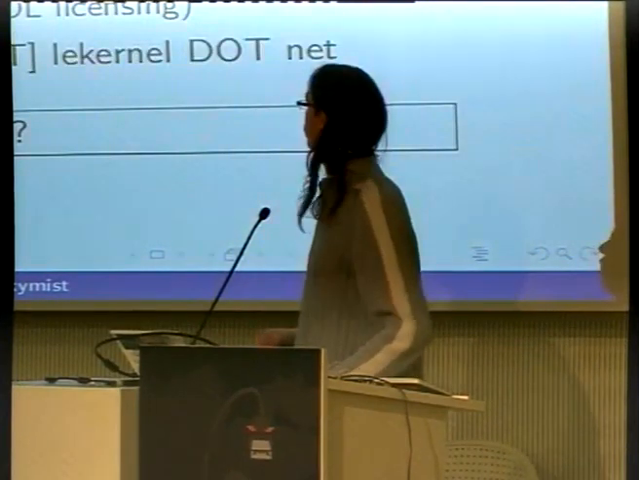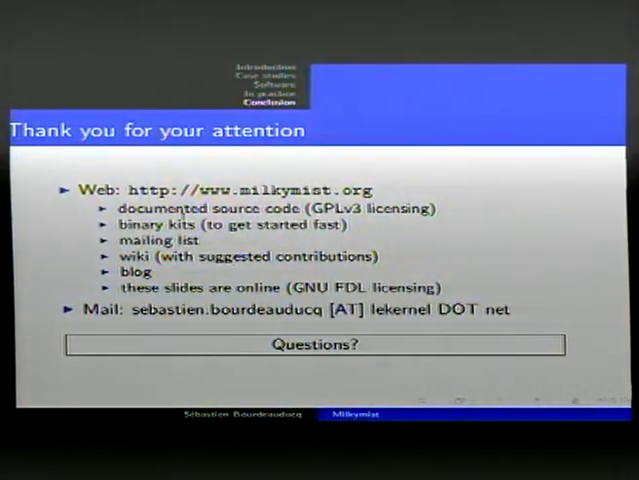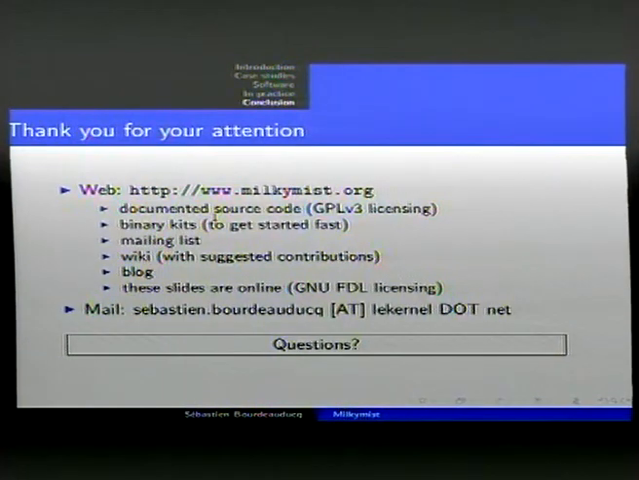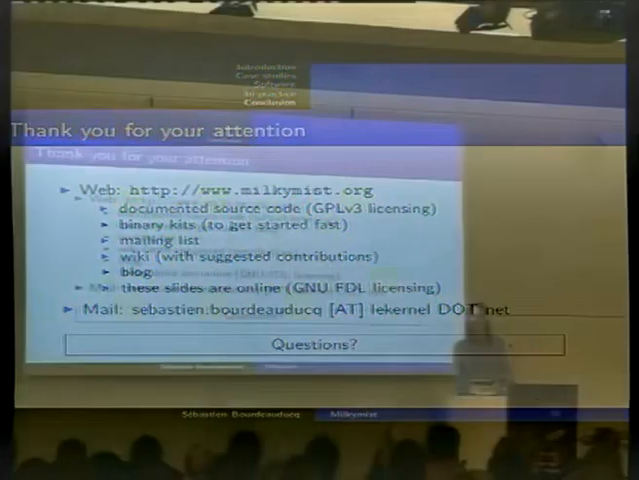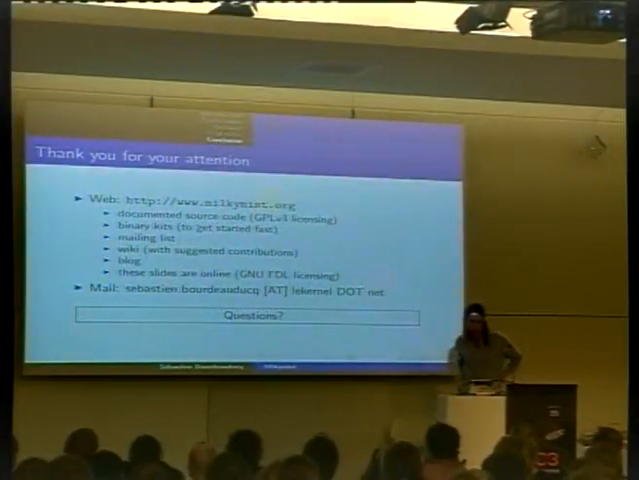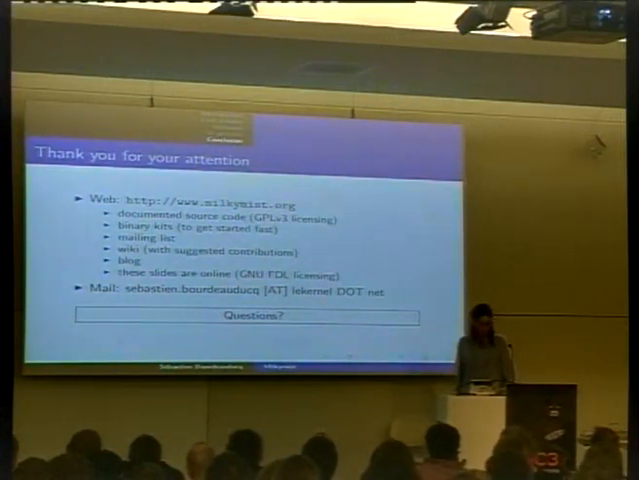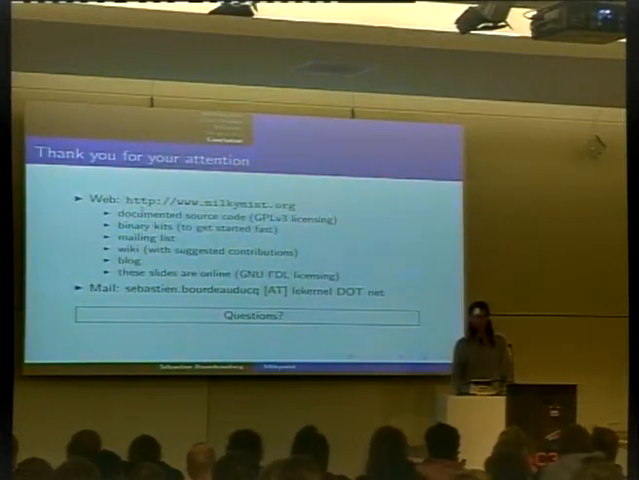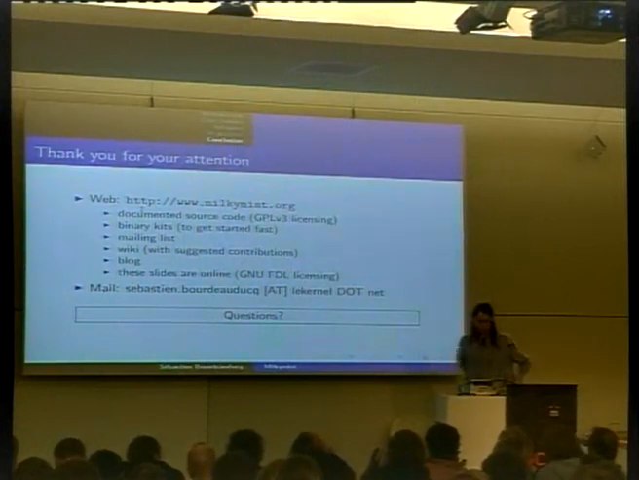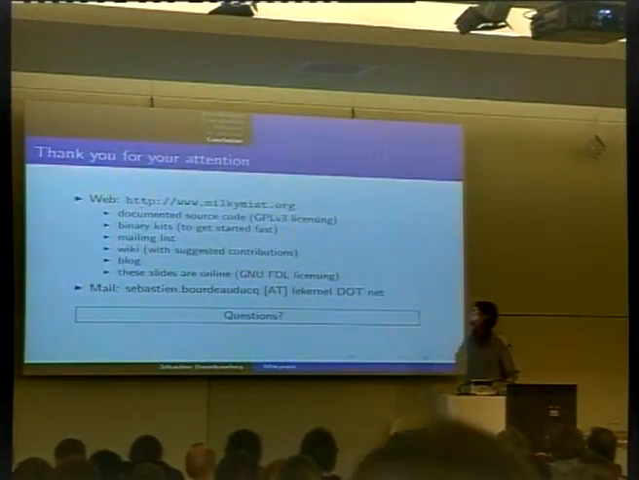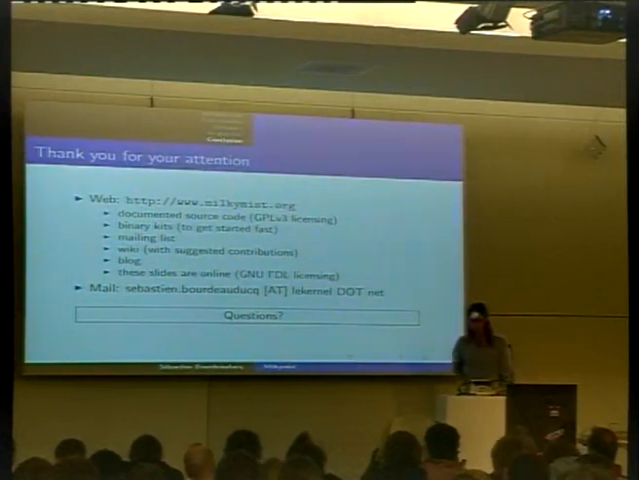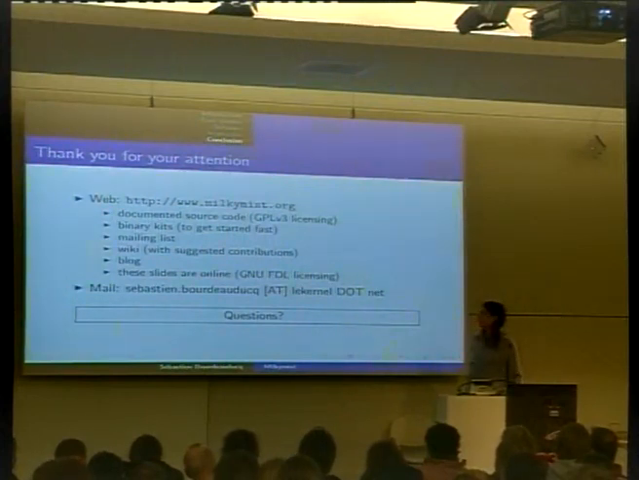So thanks for your attention. If you want some more information, you can check out the website. You can get the documented source code, which has a GPLv3 license. You can get binary kits, which have precompiled stuff for FPGA boards. So if you have a supported FPGA board like this one, you can just flash it, and you will get it running in a few seconds or minutes. You have mailing lists if you want to stay tuned. You can edit the wiki. There is a list of contributions if you want to help a little bit with projects. You can find project news on the blog as well. And of course, the slides are also online.